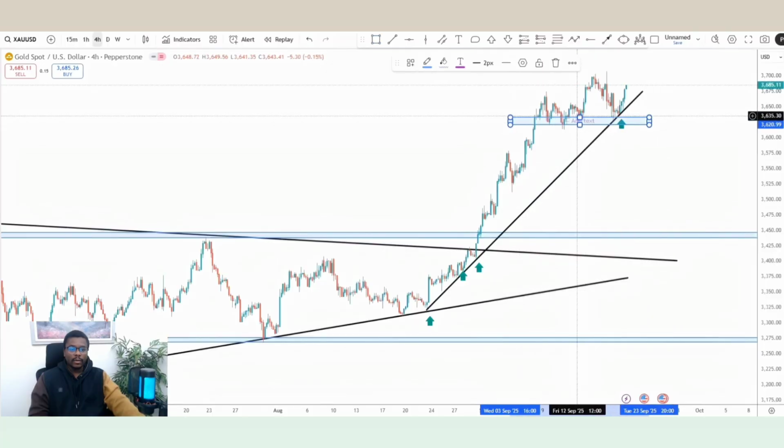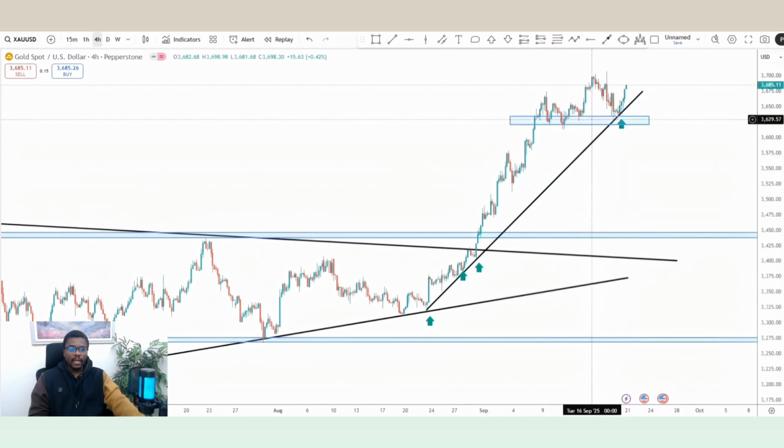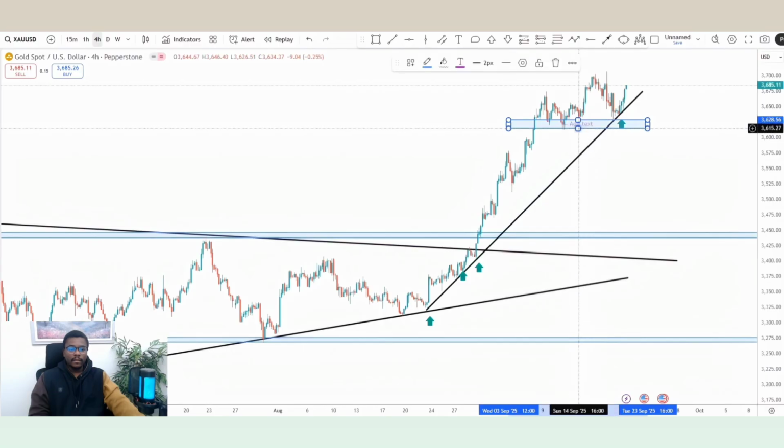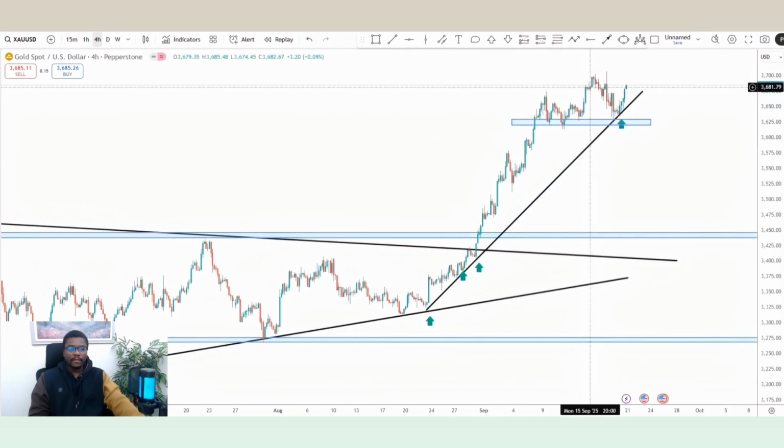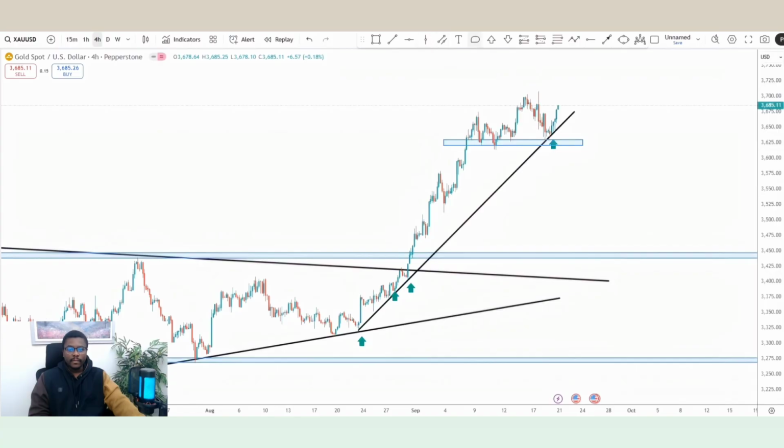So just to be mindful of that, that was a key area, and that's why price has reacted to that area now. Okay, so drawing these structures, it's easy to just quickly identify those areas that we are interested in. And now looking at market structure in terms of higher highs and higher lows, higher highs and higher lows there.